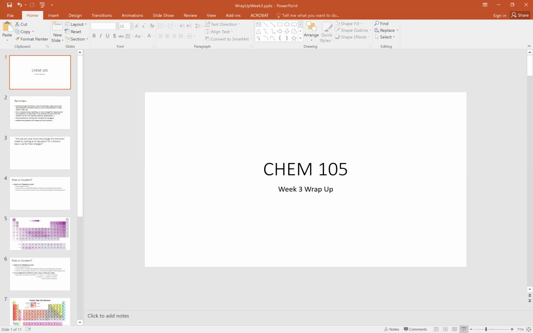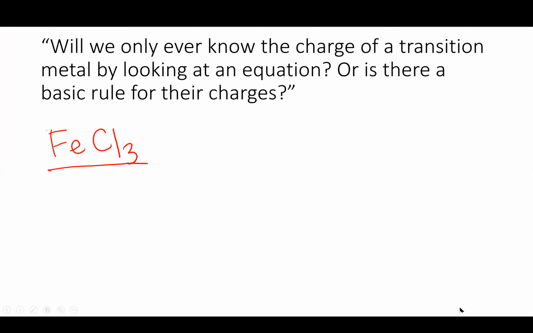All right, so someone asked: will we only ever know the charge of a transition metal by looking at an equation? I'm pretty sure you meant formula there. Or is there a basic rule for their charges? So no, when it comes to the transition metals, there is no kind of rule to figure out the charges. A lot of people know zinc is always 2+ and silver is 1+, but I am not asking you to memorize that. And that's the thing, many of the transition metals can take on different ionic charges.